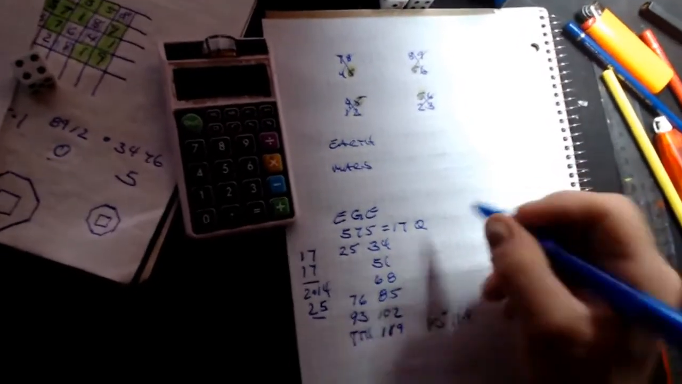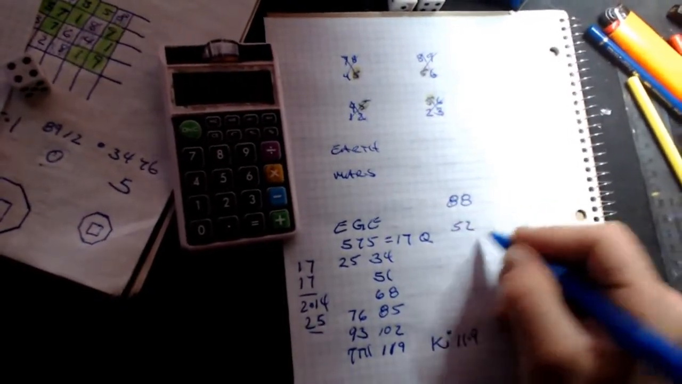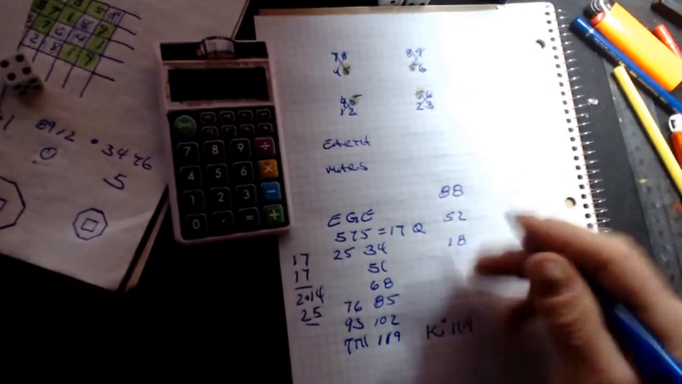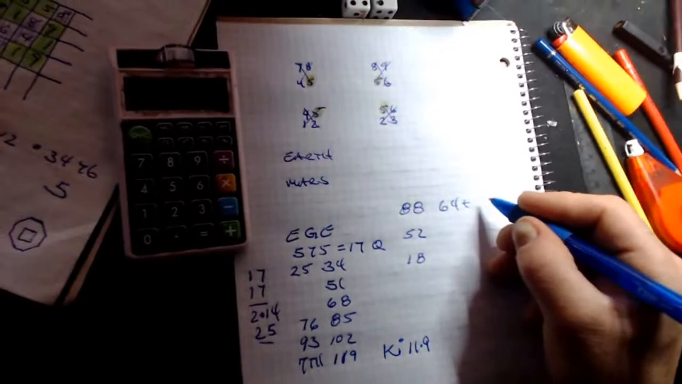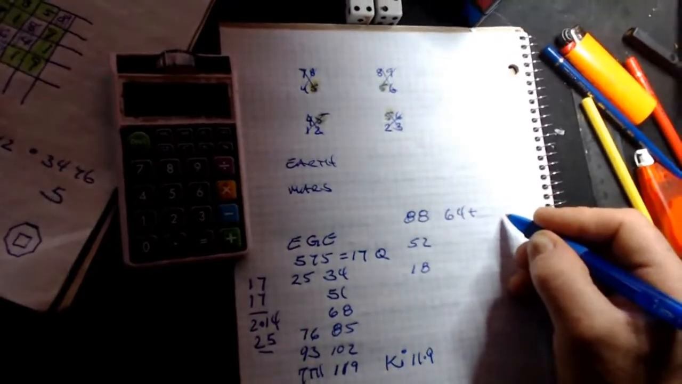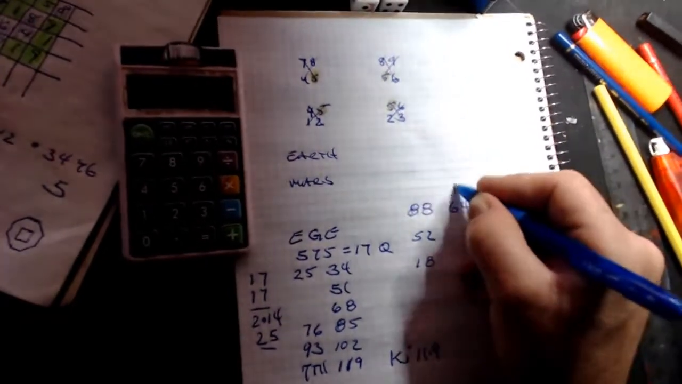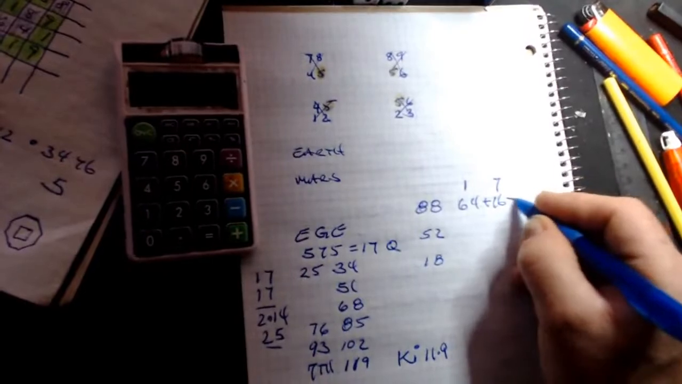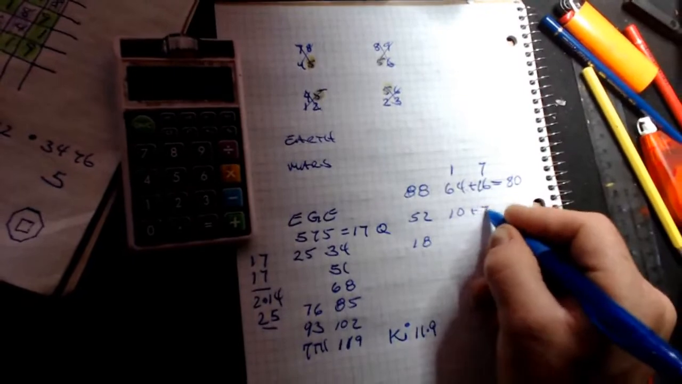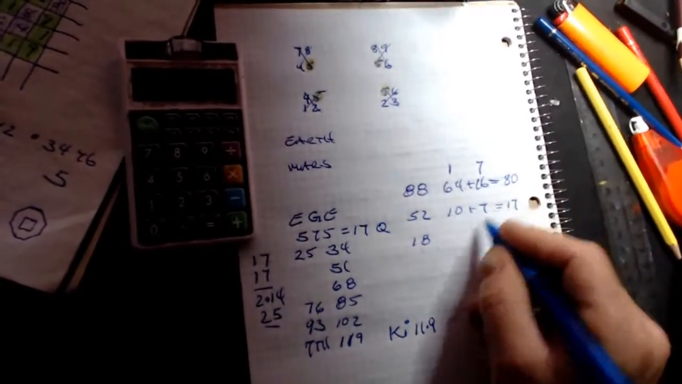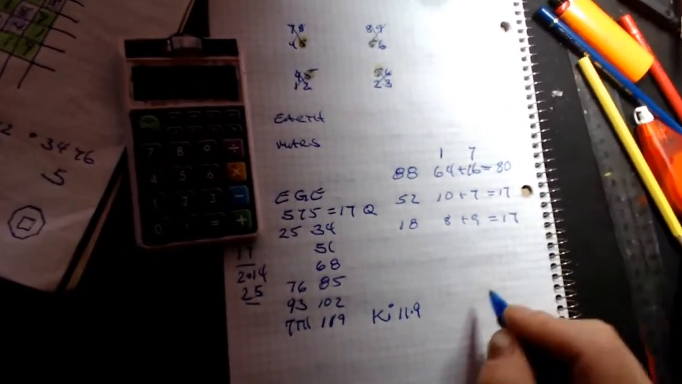Okay, we got Q, and the ways to create Q is 88, 52, 18. I forget the other way. This will give me 64. Something to do with 1 times 6, 1 plus 6. This will give me 64 and 16. 6 plus 4 is 10. 1 plus 0 is 1. 6 and 4 is 7, although 88 runs into 80. 52 will give me 10 and 7 equaling 17, and 1 and 7. And this will give me 8 and 9 equaling 17.